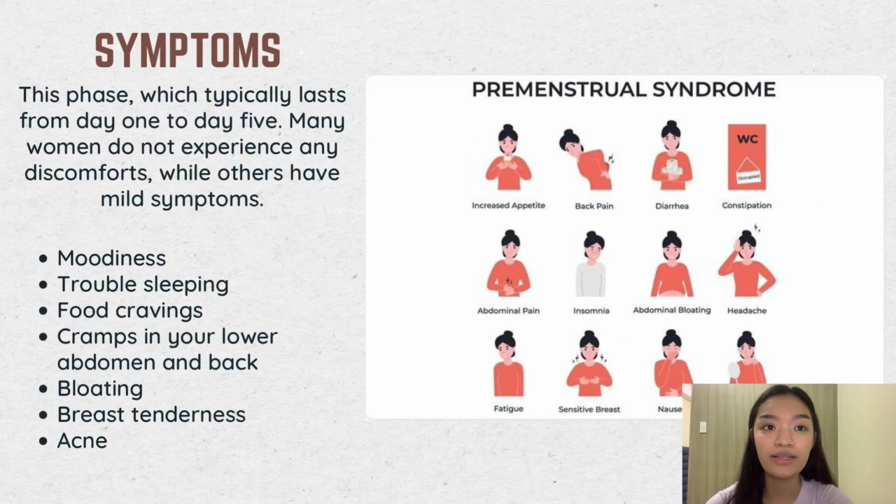So during menstruation, many women do not experience any discomfort while others experience mild symptoms. These are some of the symptoms that some women experience. First is moodiness, trouble sleeping, food cravings, cramps in the lower abdomen and back, bloating, breast tenderness, and acne.